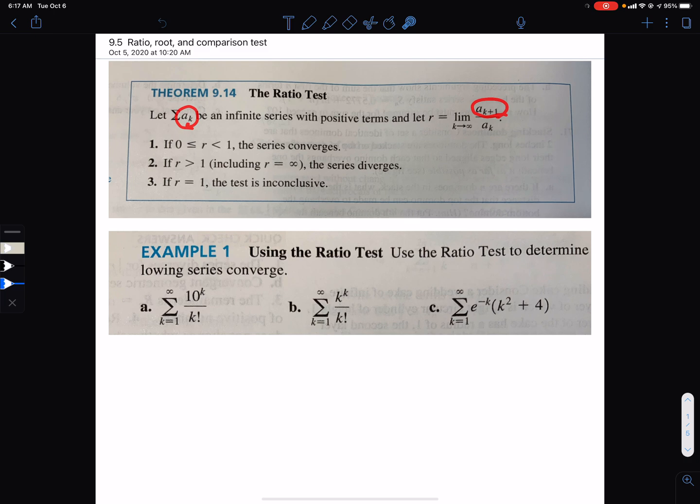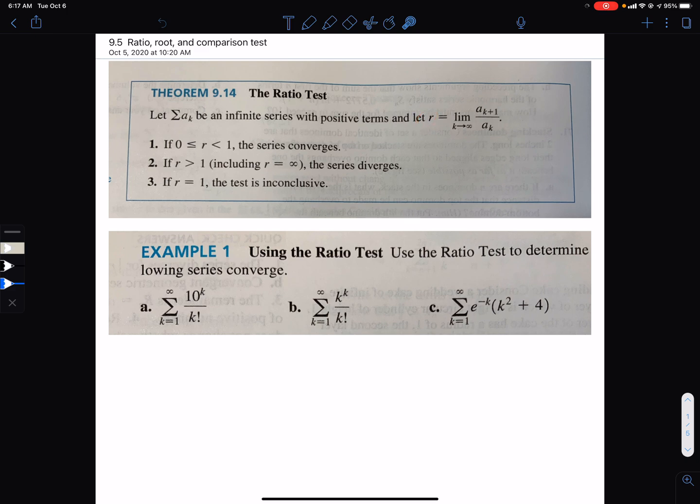So basically in your series, you replace all your k's with k plus 1, and that gets you your a sub k plus 1. And you just find this limit. And when you find it, you find what's called r.